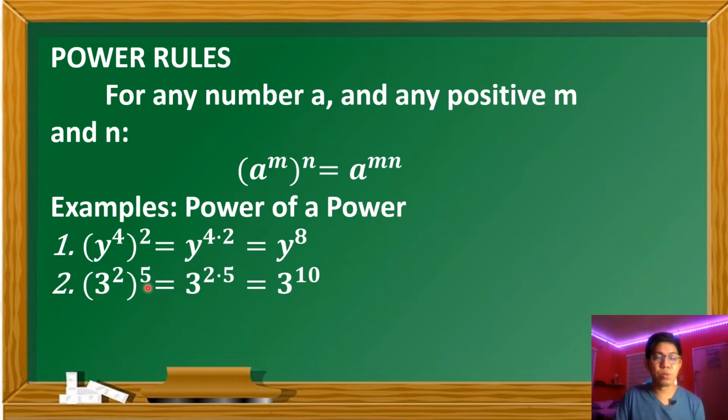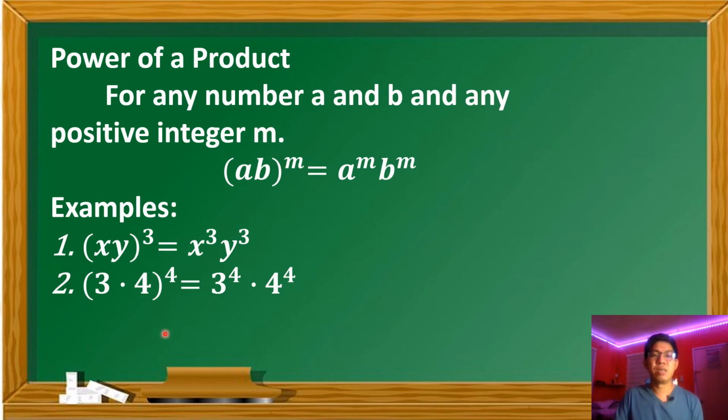The 5th root of 3 squared is equal to 3 raised to 2 times 5, which is equal to 3 raised to 10. Kasi 2 times 5 is equal to 10. So, yun yung tinatawag natin na power of a power rule.